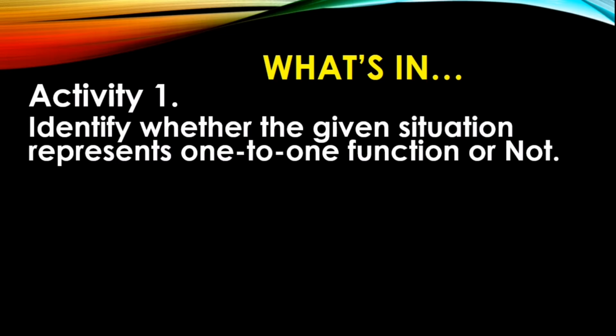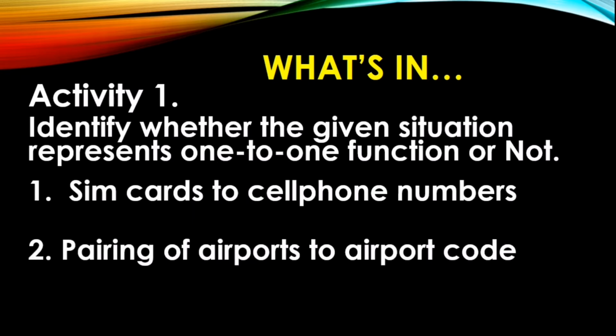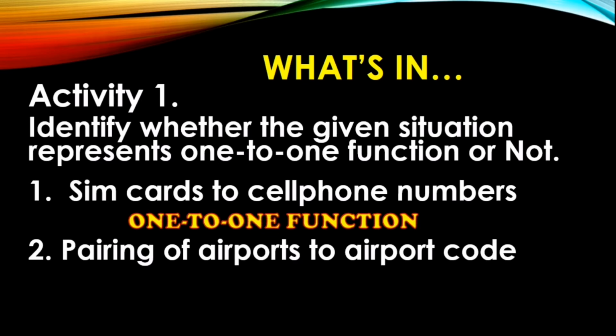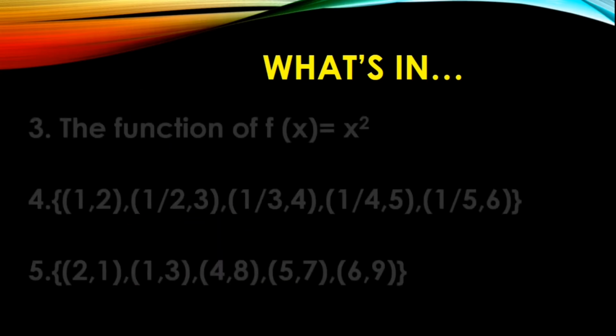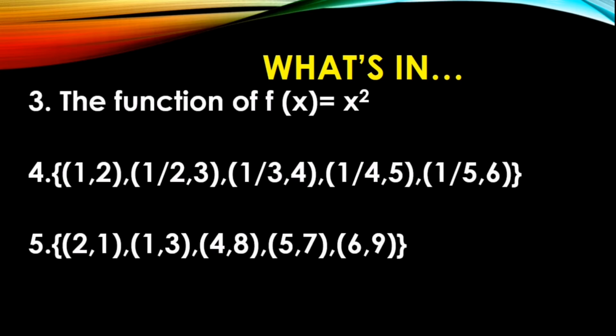Identify whether the given situation represents a one-to-one function or not. Number 1, SIM cards to cell phone numbers. Of course, that is a one-to-one function. Number 2, pairing of airports to airport code. Yes, that is another one-to-one function. Number 3, the function f of x equals x squared. That is not a one-to-one function since x squared is a quadratic equation.